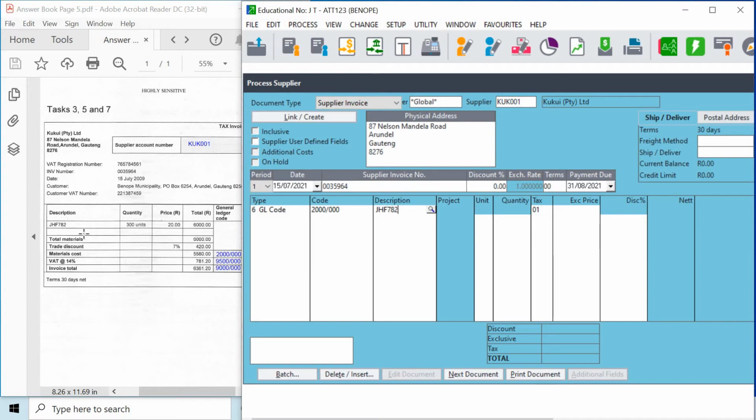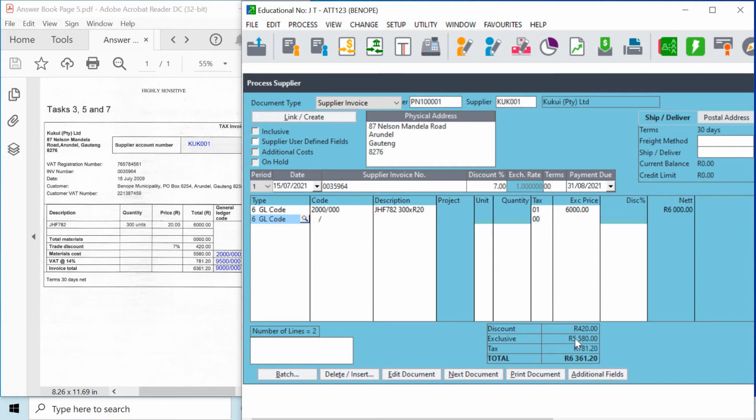782, followed by the quantity of units and the price per unit, 300 times 20 Rand, which equals 6,000. Tab to the last line, we see there is a 7% trade discount supplier has given us. So in your discount block at the top, you select 7%. Tab to the last line again, confirm that your totals are correct.